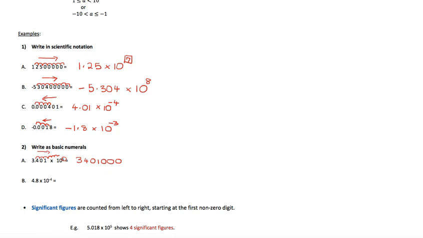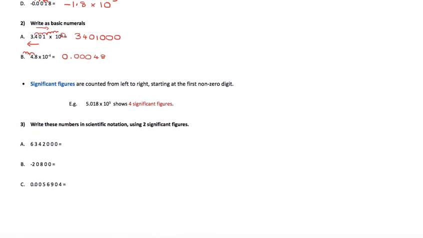4.8 times 10 to the power of negative 4. The power is negative, and so we need to go to the left. That means it is a small number, so the decimal point needs to go 1, 2, 3, 4. So it's going to give me 0. then 3 zeros, and then the 4 and the 8.